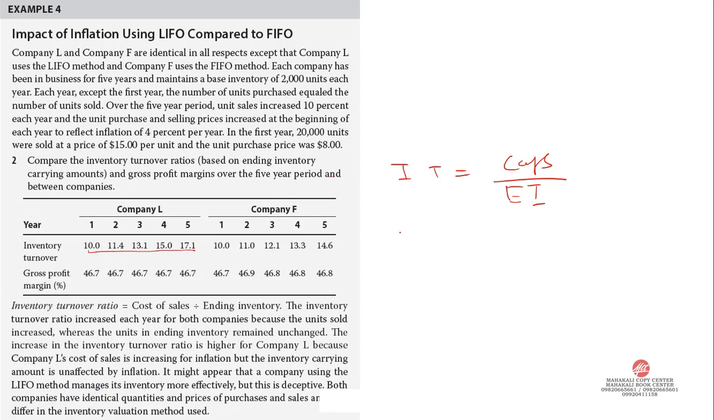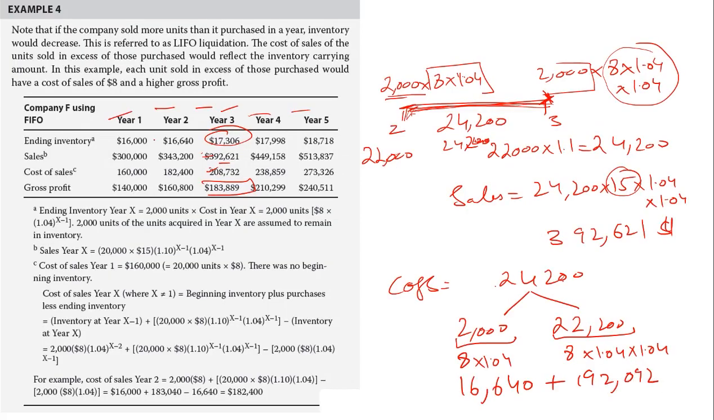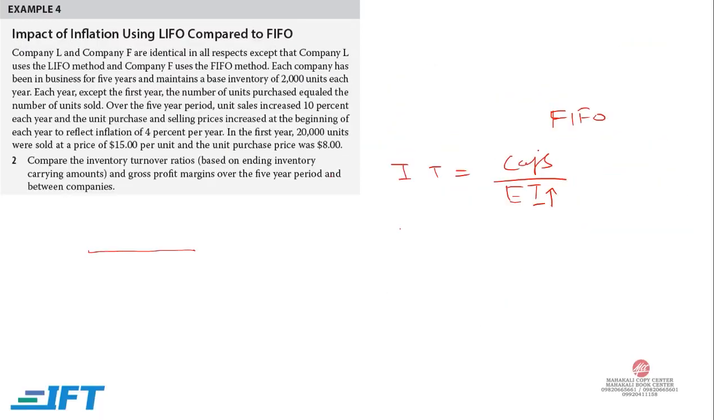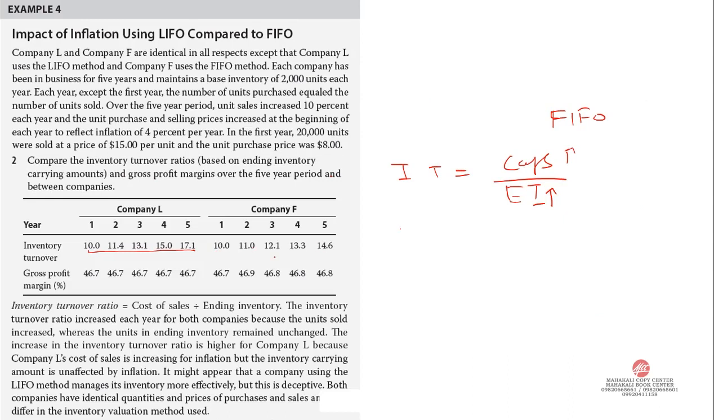But for the company that is using first in first out, ending inventory is increasing. Ending inventory is increasing, cost of goods sold is also increasing. There is an increase in the inventory turnover ratio, but not as much as for company L. Now this would give us the impression that company L's cost of goods sold is increasing due to inflation. So it might appear that the company using the LIFO method manages its inventory more effectively, but this is deceptive. Both companies have identical quantities and prices of purchase and sales and only differ in the inventory valuation method used.